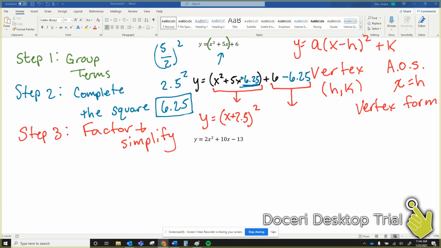6 minus 6.25 is negative 0.25. And here I now have what is called vertex form. A times x minus h squared plus k. Now, to find the vertex, we need to find h and k. H, as we can see from this problem, is located inside the parentheses, but notice that there's this minus sign in front of it. What that minus sign does is it makes it so that whatever we're looking for h, we will actually see the opposite of it. So even though I see a positive 2.5 in here, I know that my vertex is h, or its x coordinate, h is negative 2.5.